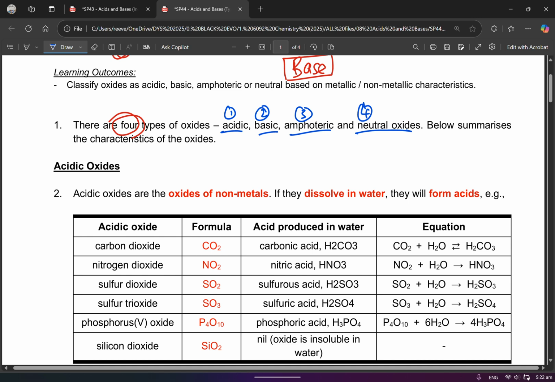Acidic oxides, the word you say is acidic. So if I take an acidic oxide, for example carbon dioxide, carbon dioxide is an acidic oxide. All these words will end with oxide, or any oxide. That's why it's called oxide. So all these oxides are acidic. Why are they acidic? Because when you dissolve them in water, it becomes an acid. That's why it's called acidic oxide.